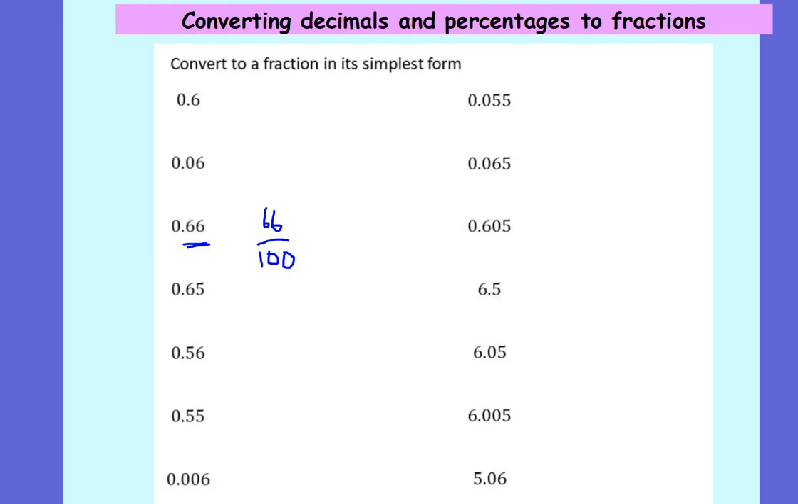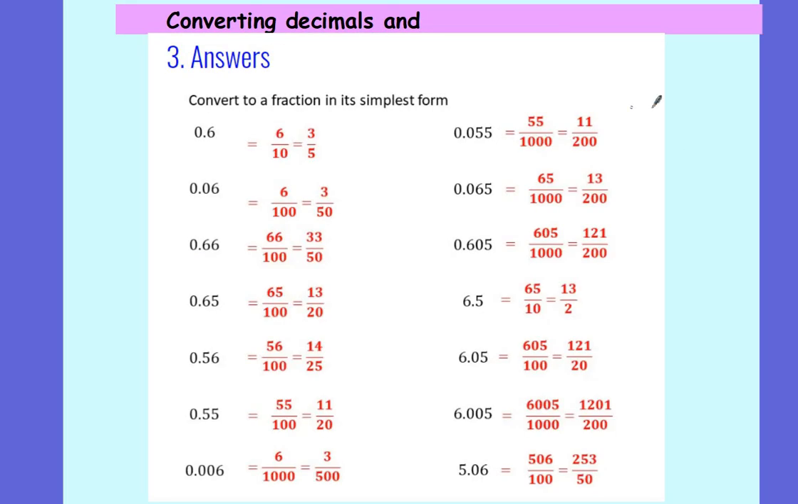Okay, let's go through some answers. Here they are up on the board. Please check how you did. You should have got 3/5, 3/50ths, 33/50, 13/20, 14/25, 11/20 and 3/500, etc. If you got stuck here, do not worry. These ones are a little bit trickier, so I wouldn't expect everyone to get those. However, if you did, well done. 13/2, 121/20, 1201/200 and 253/50.